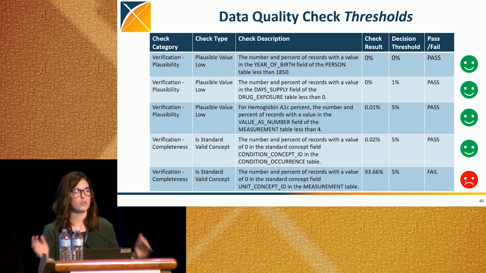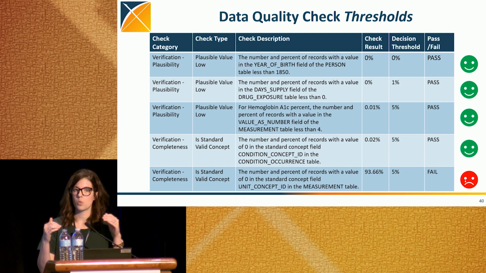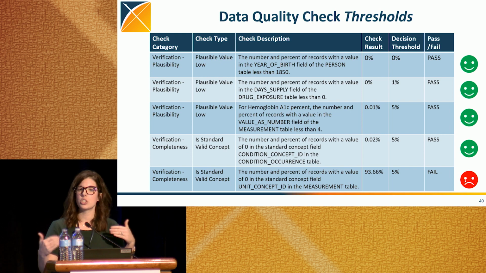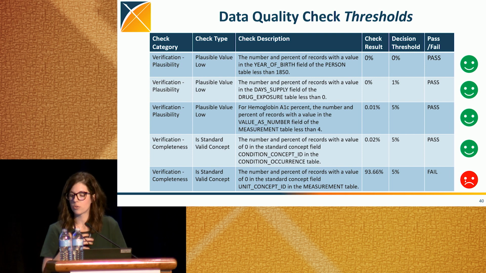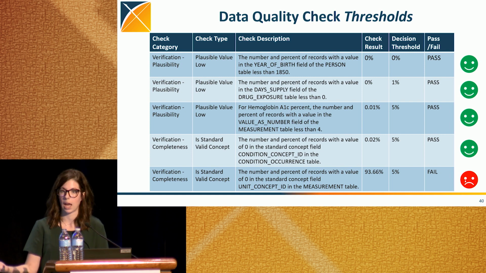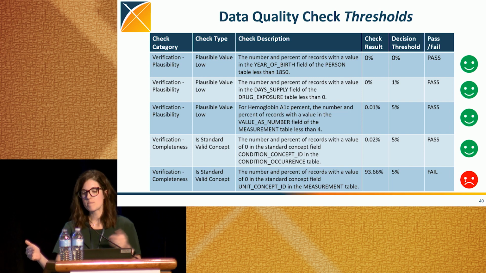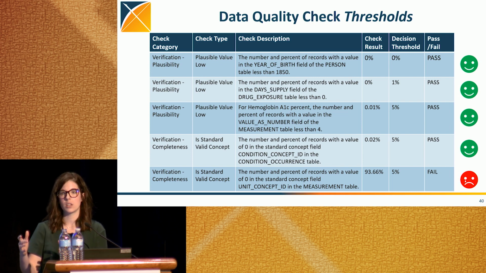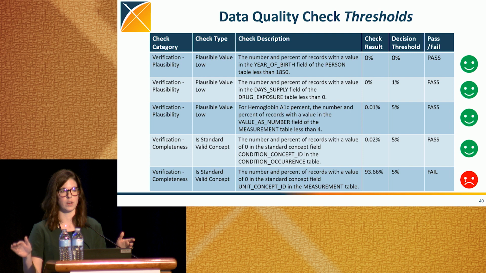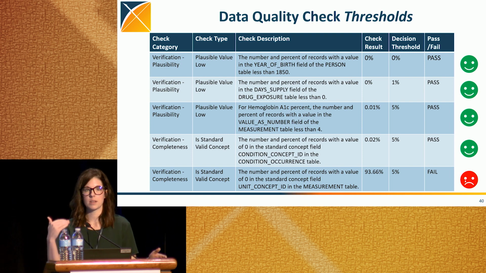Now, if any of you have worked with U.S. claims before, you'll know that when measurements come in, most often you're not going to see the results of those measurements. Most often we just see a record that that measurement was performed, but we're not really going to get the results of that lab or that lab value. So I know personally that in CCAE, only about 10% of the records that are going to end up in my measurement table actually have some value at all. And of that 10%, about half of those records have a unit that I could confidently map to a standard concept.